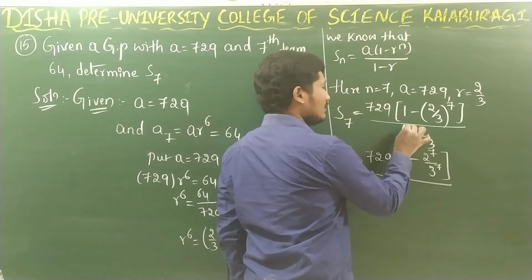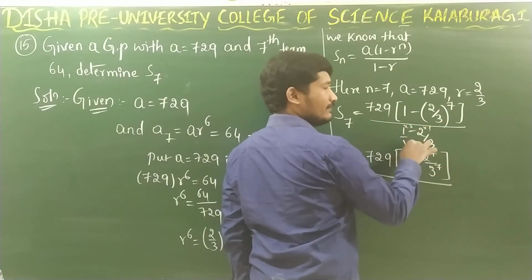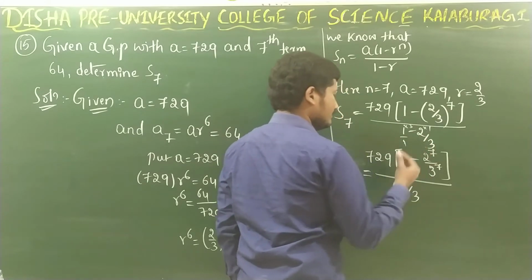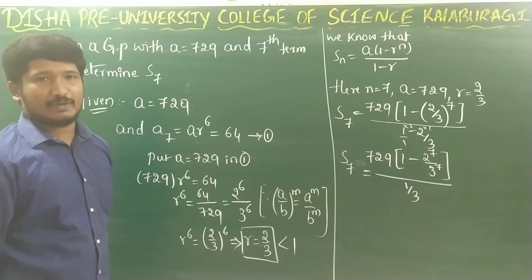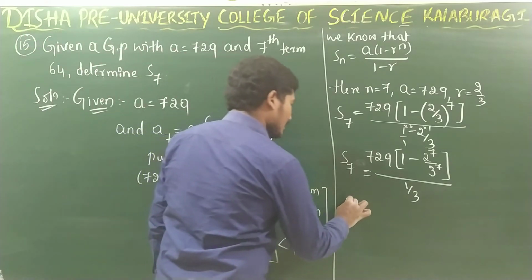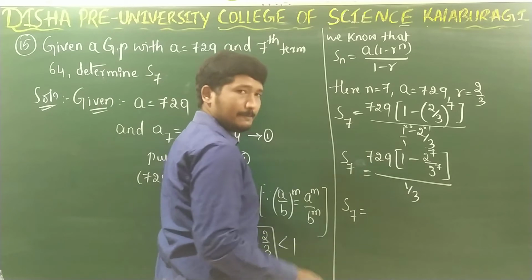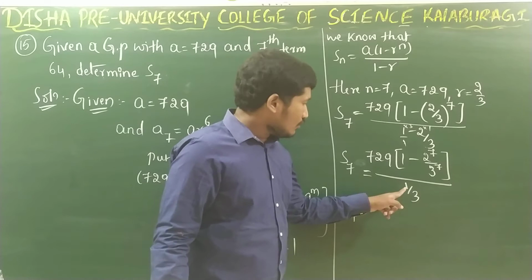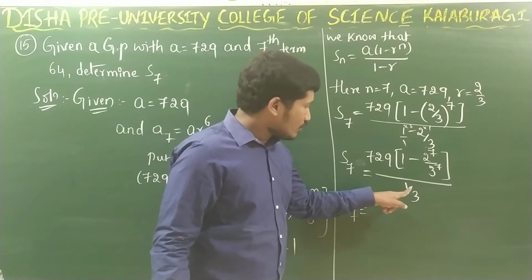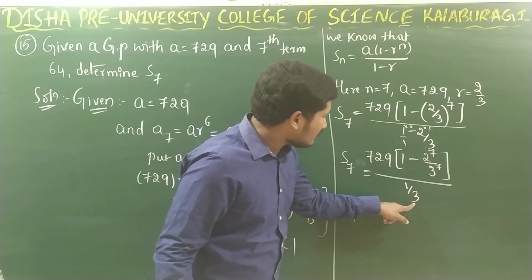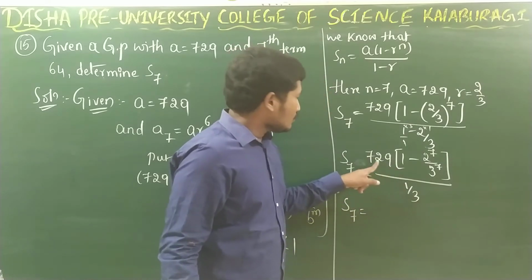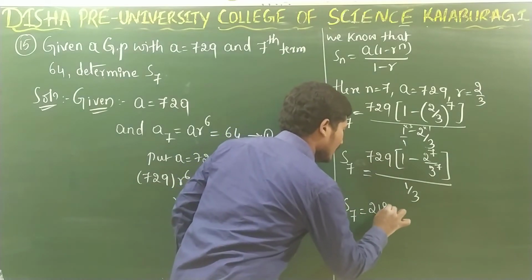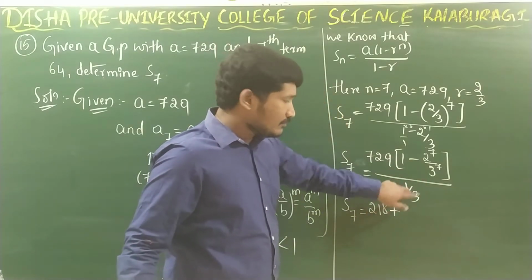Here the LCM is 3. So it will be 1 3s are 3, 1s are 3, minus 2. What is 3 minus 2? 1 divided by 3. So that will be your denominator. Now S7 is equal to, see, in the denominator we have a fraction term, so I can take its reciprocal. When I take the reciprocal, the 3 goes to the numerator. So what is 729 into 3? It will be 2187.